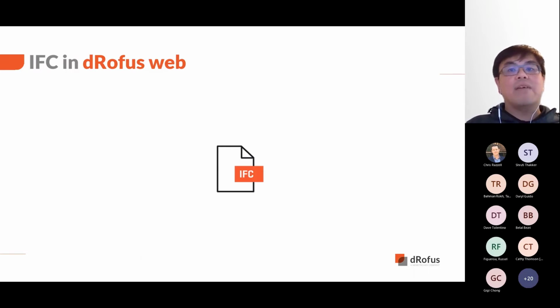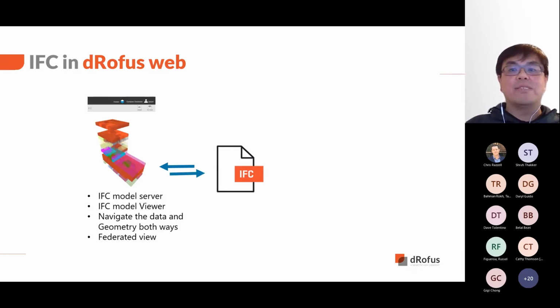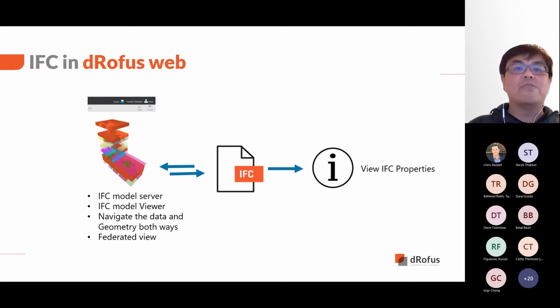In dRofus Web, we have the IFC server and viewer that can federate your project models, providing full geometric context for your data. You can navigate the data and geometry both ways and view the element properties in the IFC file.